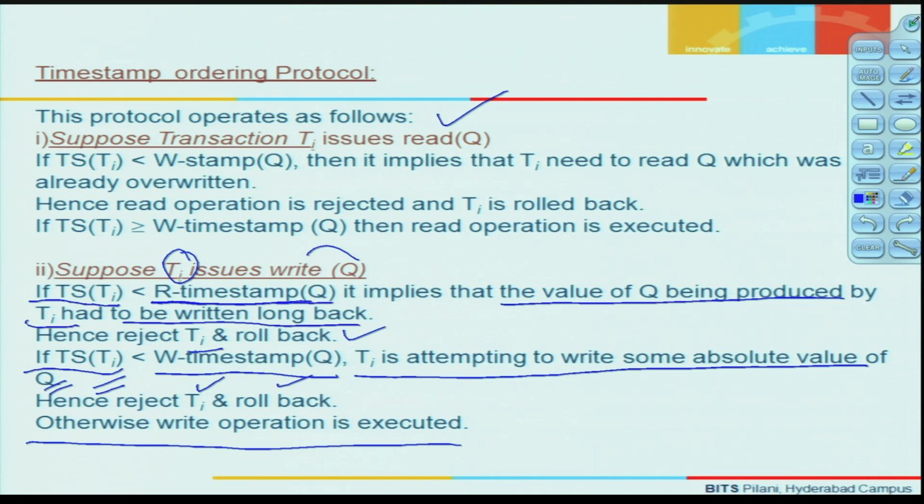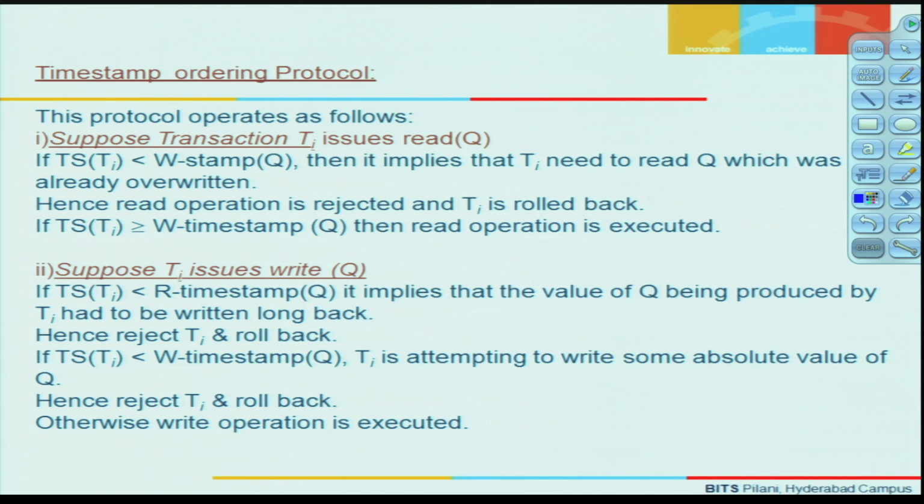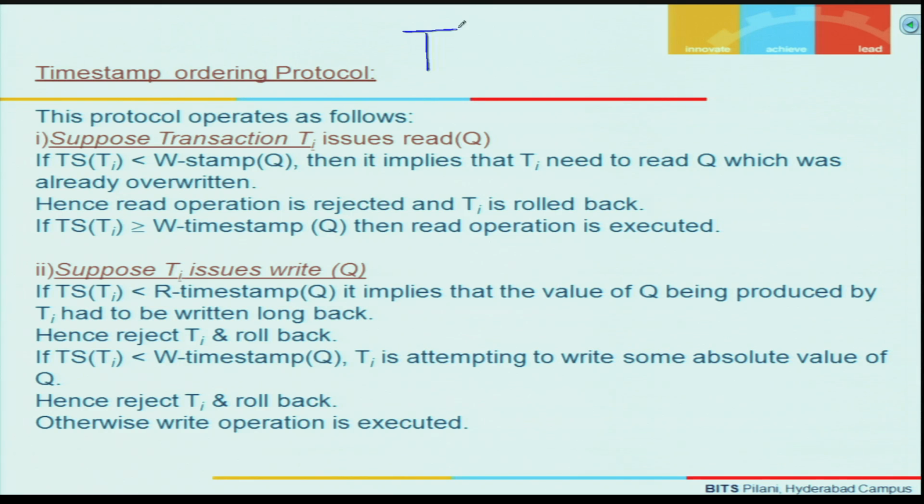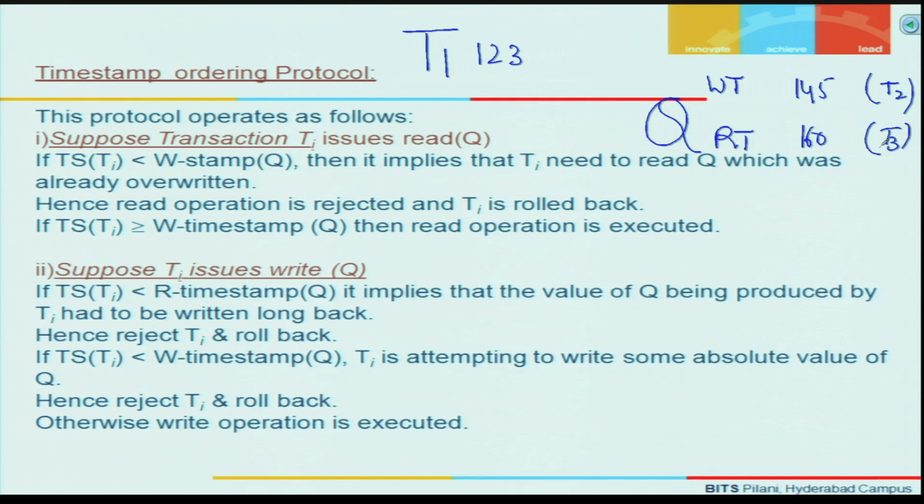For example, let us assume that I have a transaction T1 and there is a data item Q whose write timestamp is 145, and then read timestamp is 160, and it is 123, and let us assume that this belongs to some transaction T2, and then this belongs to some transaction, the timestamp belongs to transaction T3. Now if T1 wants a read operation on the data item Q, then I don't have to look at the read timestamp, I just need to look at the write timestamp.